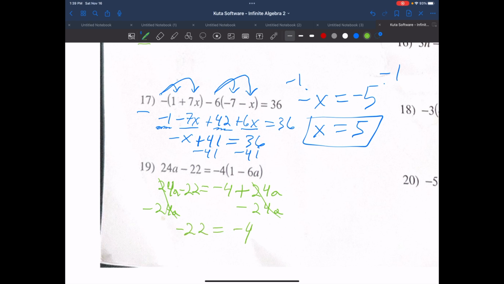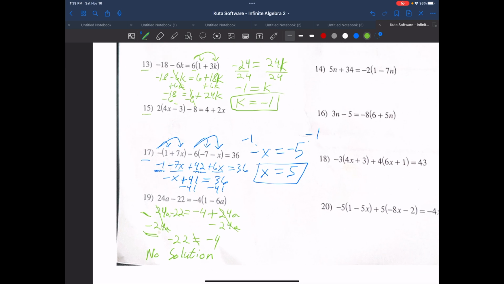So why did that happen? Because the problem was made this way. In this case, it's no solution. And if you show your teacher your work, she will have to agree with you, because basically when we subtract the total value of variables from the total value of variables, so -24a and 24a, we just end up with 0, so our variables go away. And we know that negative 22 does not equal negative 4, right? So we could just write no solution. You can show your teacher the work, and she will agree with you.